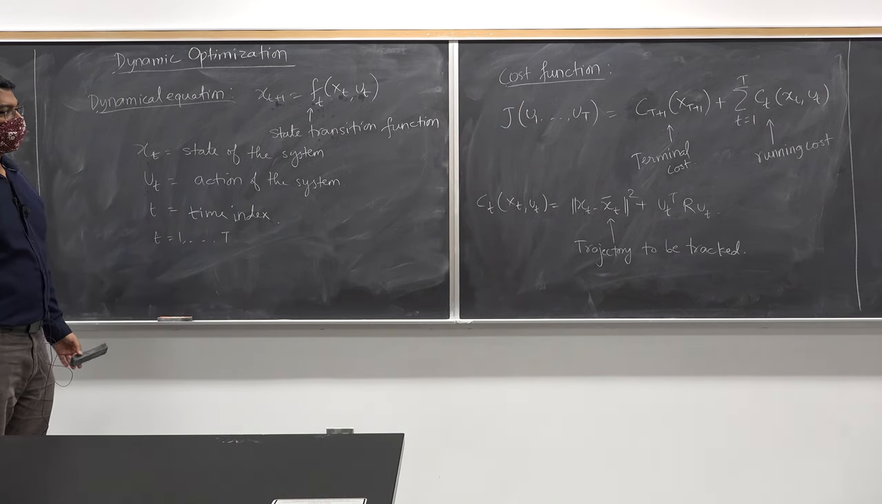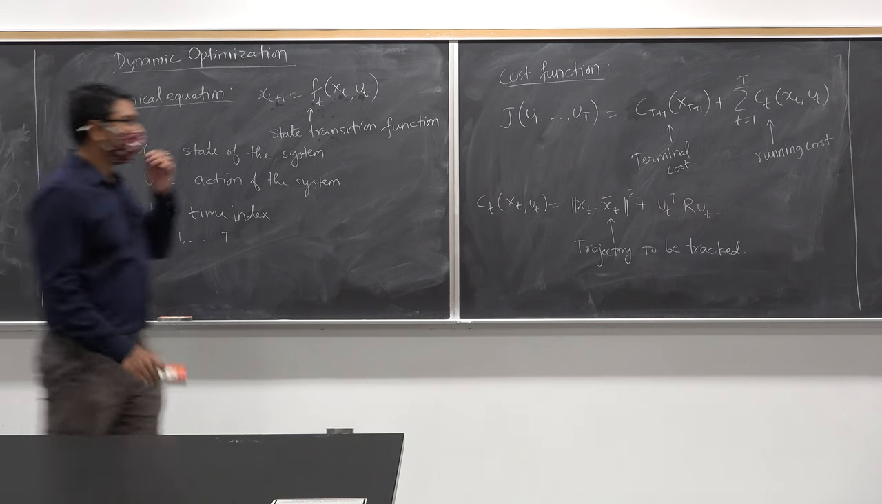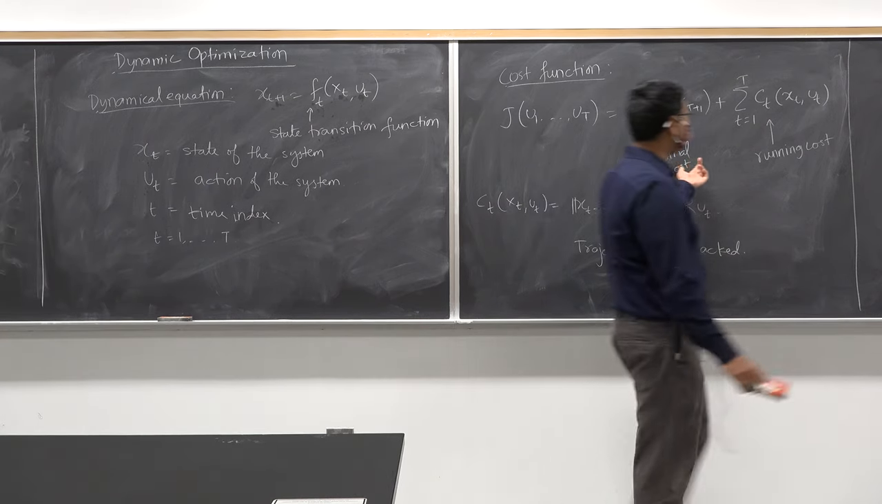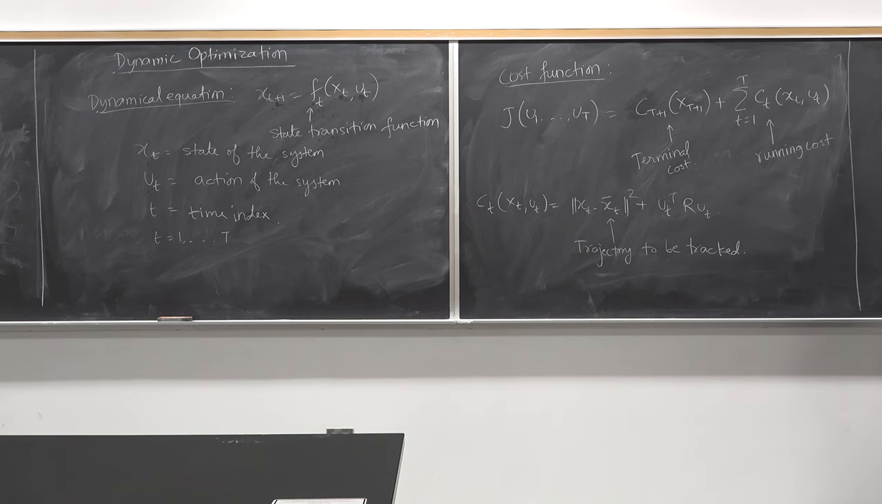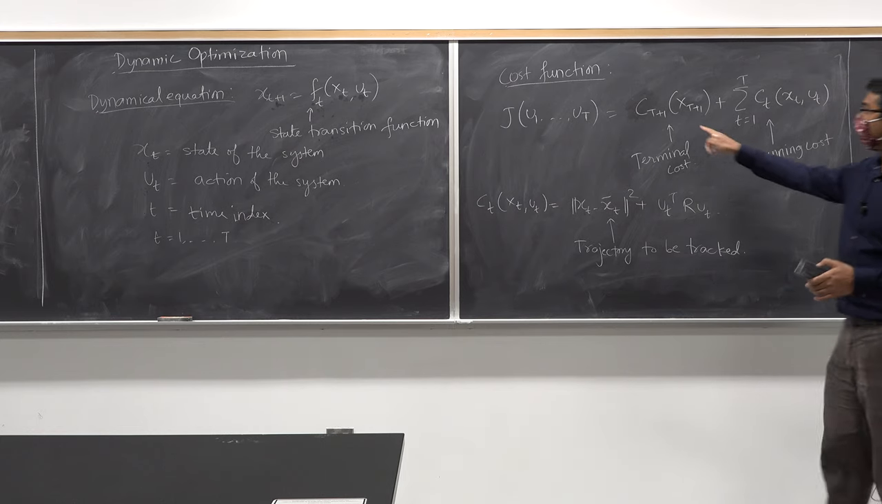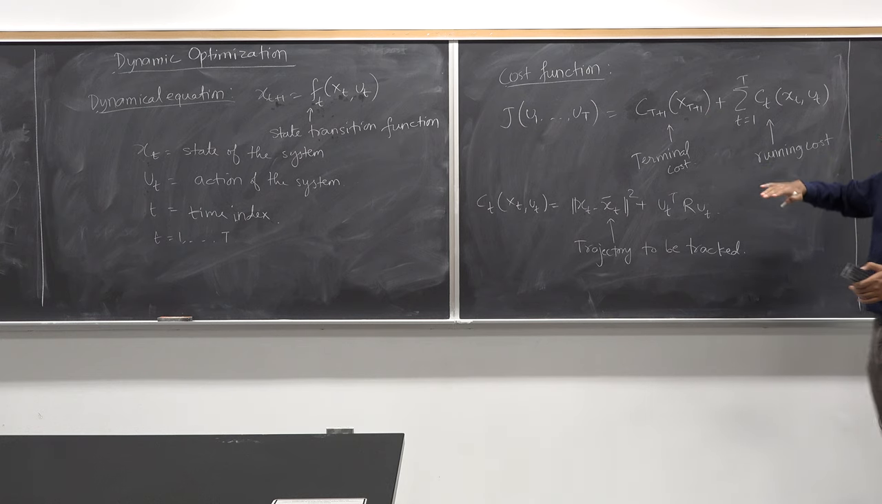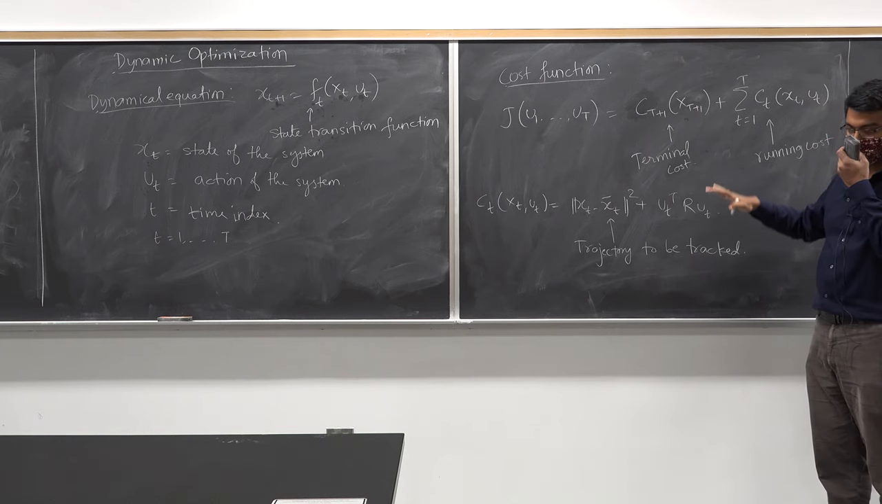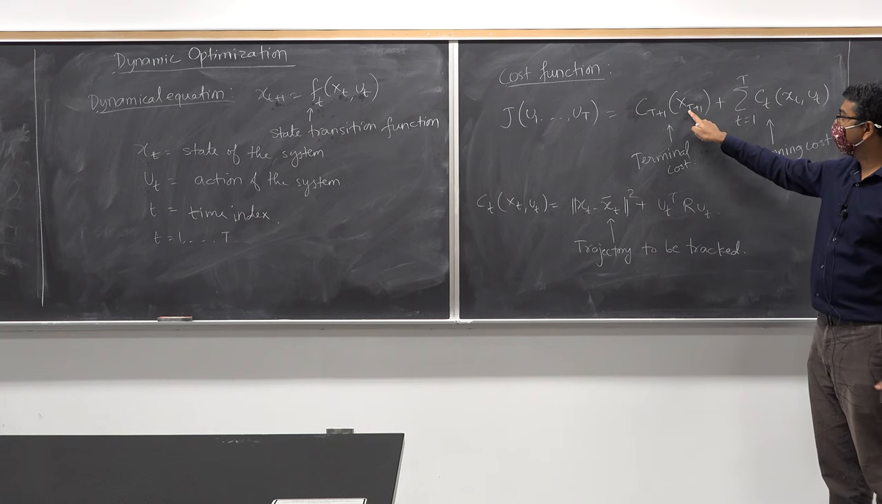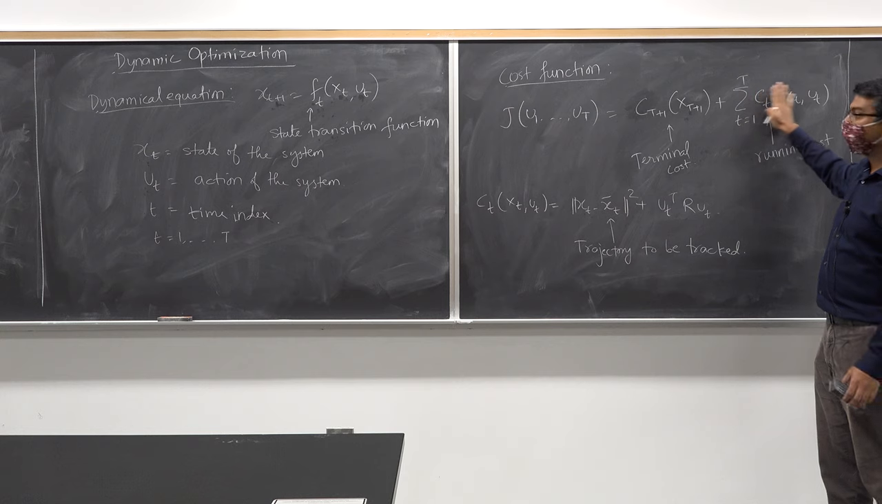You could have a problem where there is no running cost, but there is only terminal cost. So for instance, I want to send a rocket from Earth to the moon, and all I care about is that the rocket reaches the moon. I don't care how much time it takes. I don't care what the running cost is. I just want to land this particular rocket on the moon. So then I only have a terminal cost, which is I want the final state of the rocket to be on the moon, okay? And I don't care about the running cost.